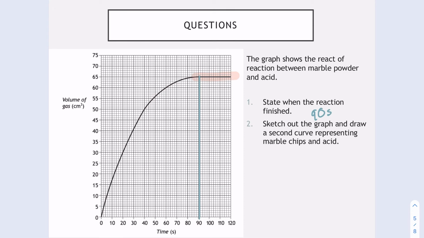And for the second question, you have to sketch out a graph to draw a second curve where it's marble chips and acid. So the graph we've got is powder rather than chips. Now chips is going to have a larger particle size, so they're going to react slower. However, it doesn't say anything about the volume, so you could probably draw your graph with the curve just not as steep and make sure that it ends at the same point. And that would be your graph finished.